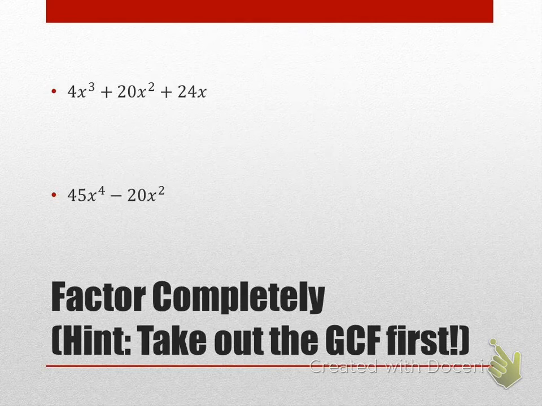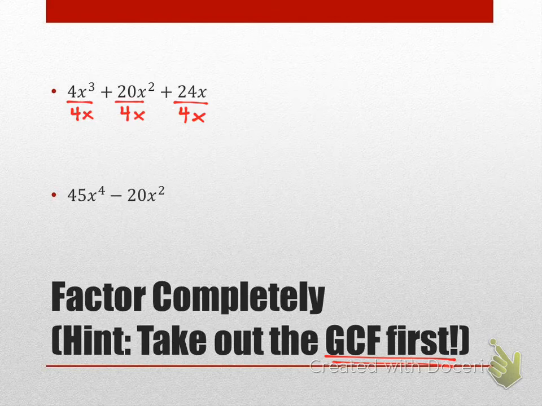So I'm going to look at this first set of terms that I have here: 4x cubed plus 20x squared plus 24x. We want to, obviously, take out the GCF first. So what is the GCF of 4, 20, and 24? 4. So I'm going to put a little division under each of these. Do they all have a variable? Yes. How do I find out what variable to take? Smallest exponent. So I have 3, 2, and 1. Which one am I going to take out? 1. So I divide everything by 4x.